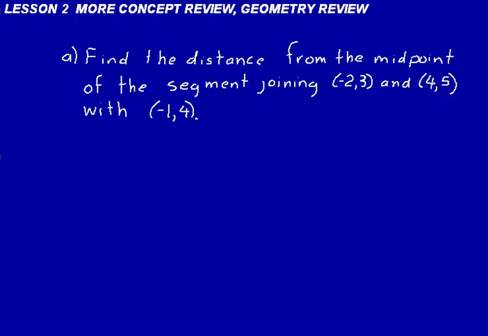Look at this problem. It says find the distance from the midpoint of the segment joining (-2, 3) and (4, 5) to the point (-1, 4). Just keep in mind all of this is review, so if you want to, pause the CD and see if you can find the answer to this problem on your own. Then fast forward to the answer on here. If you got it right, just go on to problem B. If you got it wrong, rewind and see what your mistake was.